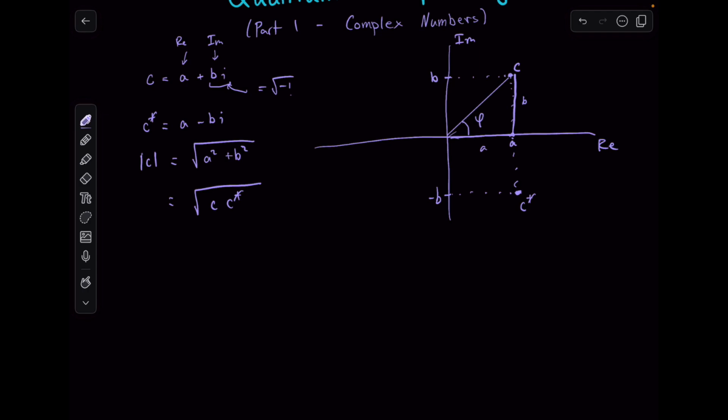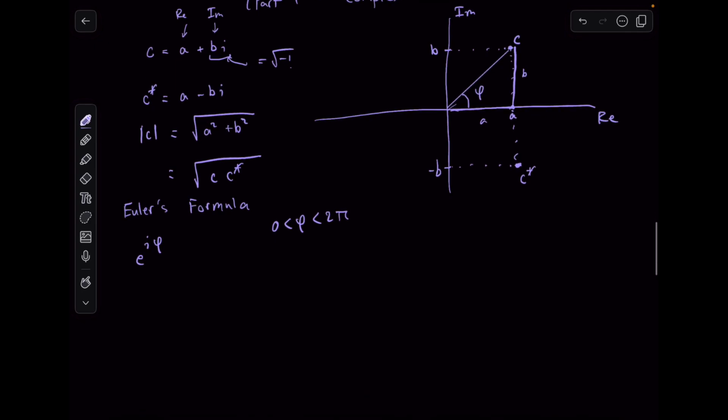There's a really neat way of representing complex numbers, but in order to do it we need to make use of a formula called Euler's formula. This is just one of Euler's formulas. He had many, but this is perhaps the most interesting one. If you raise e to the power of I, which is our square root of -1, multiplied by some angle phi, and for now let's just assume phi is between 0 and 2 pi, then he said this is equal to cosine phi plus I times sine phi.